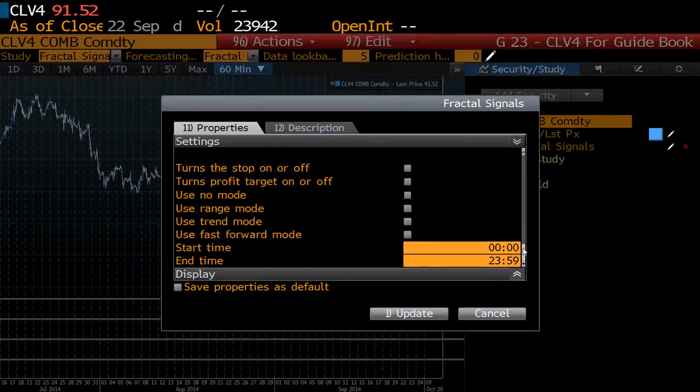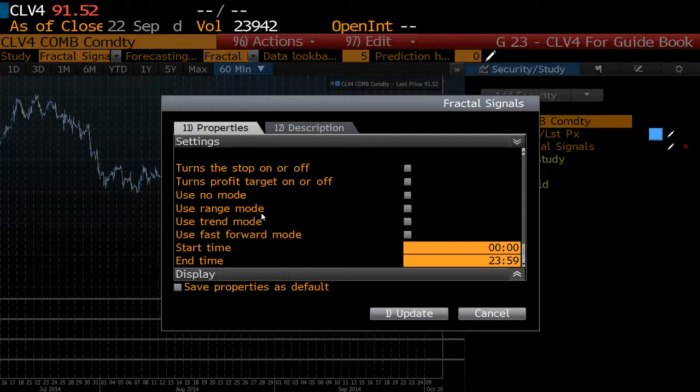This no mode is called no mode because it does not use the arc. It strictly uses the entry channel. So if you were to use no mode with the auto stop, it would be the same as if you were plotting the entry channel, plotting the stop channel, and just entering the trades on the entry channel and then assigning a stop as soon as you entered that trade.